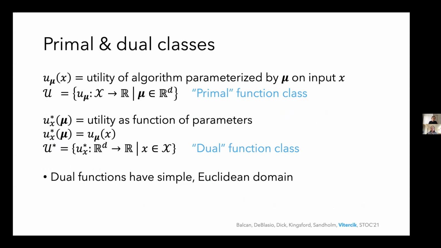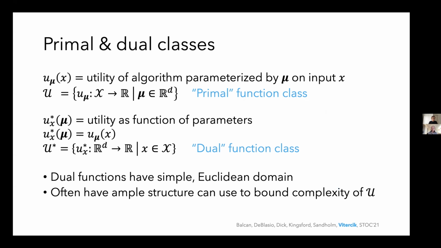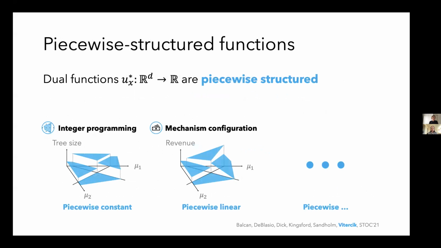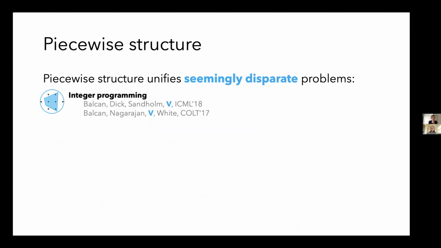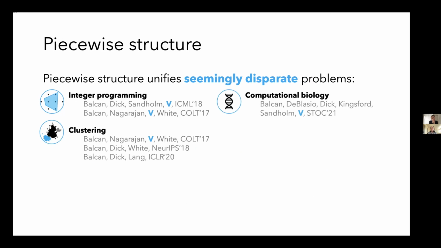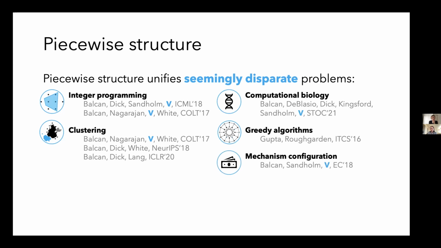And then these dual functions are really nice because they have this simple Euclidean domain, R^d. And they often have ample structure that we can use to bound the intrinsic complexity of the class we actually care about, U, the primal function class. So what I've been alluding to in this section is that across all these different domains, these dual functions u_x are piecewise structured. They're piecewise constant, piecewise linear, or piecewise something else. And this piecewise structure is what unites these seemingly disparate problems from integer programming, clustering, comp bio, greedy algorithms, and mechanism configuration.